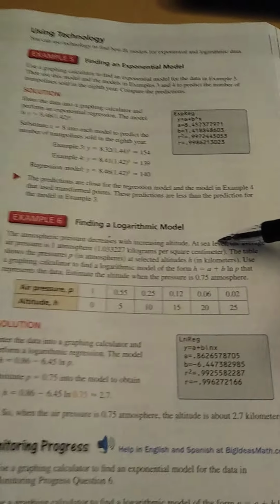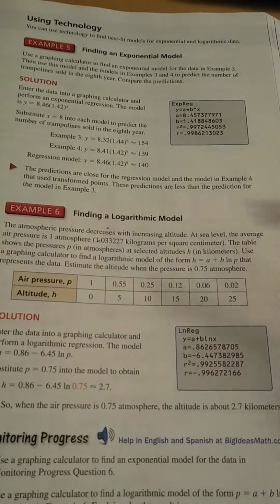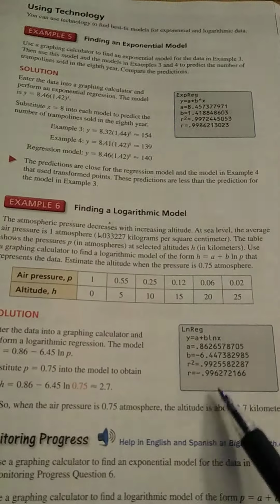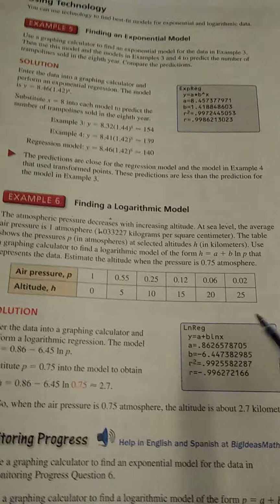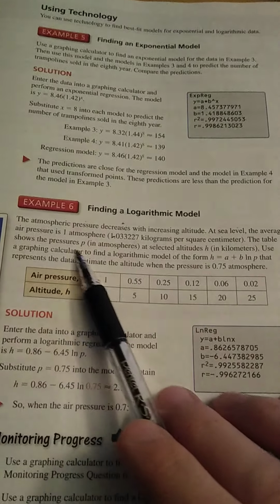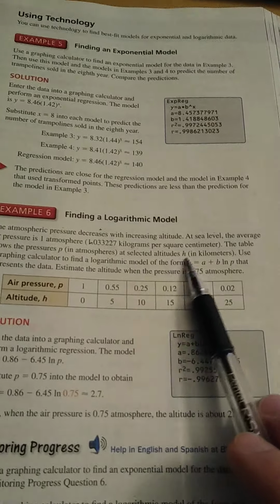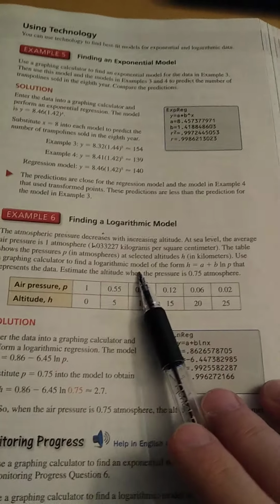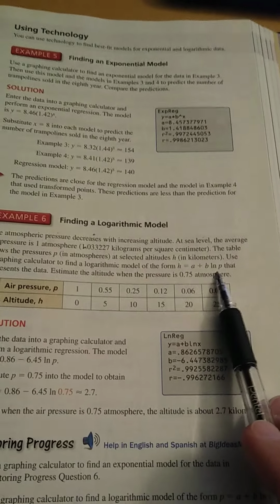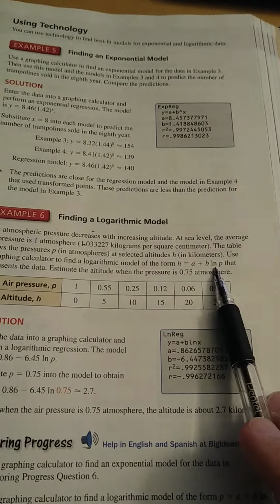At sea level, the average air pressure is 1 atmosphere, and they have another number here in kilograms per square centimeter. The table shows that pressure P in atmospheres. So P is the number of atmospheres at certain altitudes H, the height above sea level. We're going to use a graphing calculator to make a model. And when we make these models, we're going to do them all in ln, the natural log, because it's the one that occurs most naturally and most often in nature. And then we're going to estimate the altitude with a pressure of 0.75.